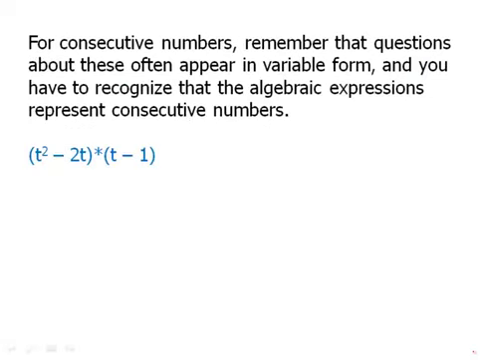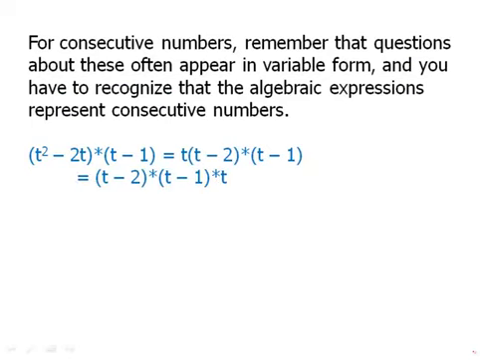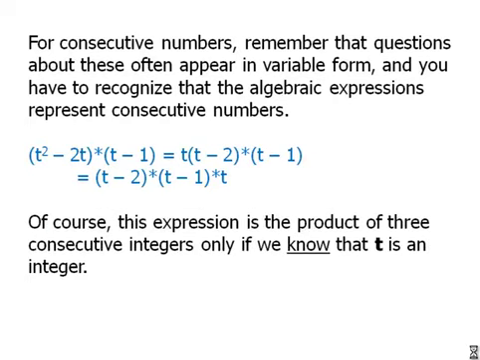For consecutive numbers, remember that questions about these often appear in variable forms, and you have to recognize that the algebraic expressions represent consecutive numbers. So for example, if we have an expression like this, we factor out the t, we rearrange the factors, and sure enough, t minus 2, t minus 1 times t, that is the product of three consecutive numbers. But we know, very important, this is three consecutive integers only if we know that t is an integer. We have to have that guarantee. If t is not an integer, all bets are off, and this expression doesn't have any particular meaning.